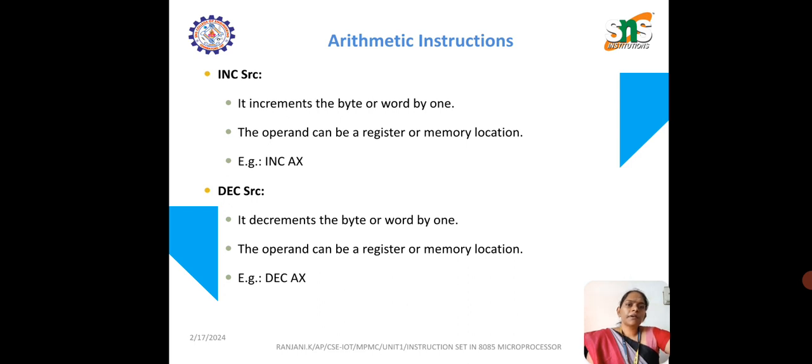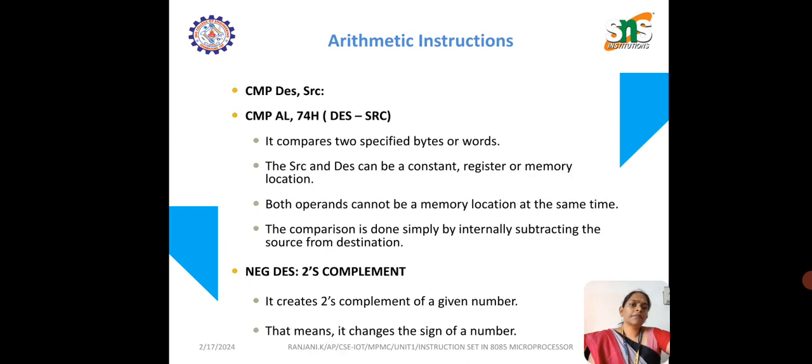Next is your decrement. It decrements a byte or a word by 1. So here the operand can be a register or a memory location. For example, it can be represented as DEC AX. So AX is your register or a memory location.